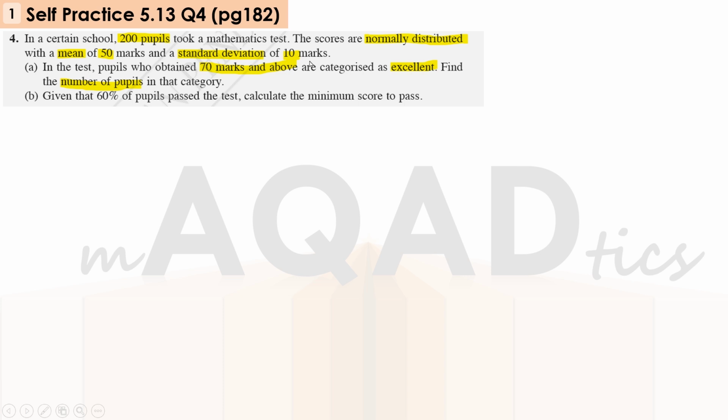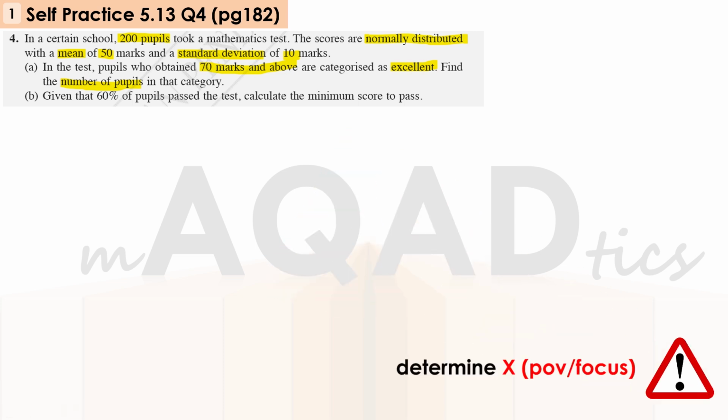Okay, but before we solve any kind of question, let's set our point of view, or the thing we need to focus on, meaning determining our x. So going back to the question, it says that the scores of the mathematics test are normally distributed. So for our x, we can say that it is the score of the mathematics test.